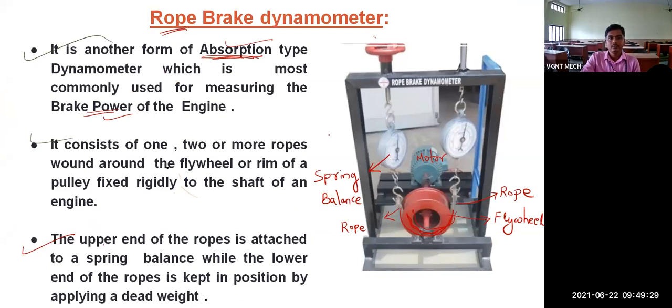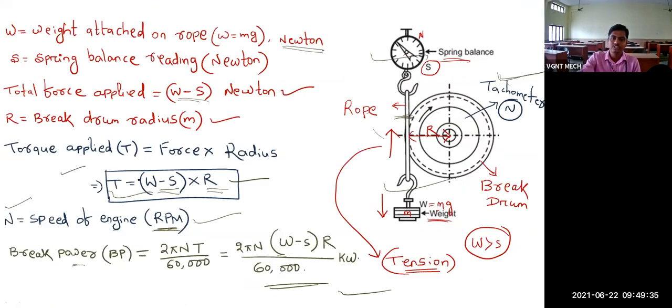Okay. So no need to draw this diagram. You cannot draw this diagram. You write these 3-4 points. You draw this diagram. This diagram you have to do. And this small derivation you have to do. Okay. So this is regarding the rope brake dynamometer.